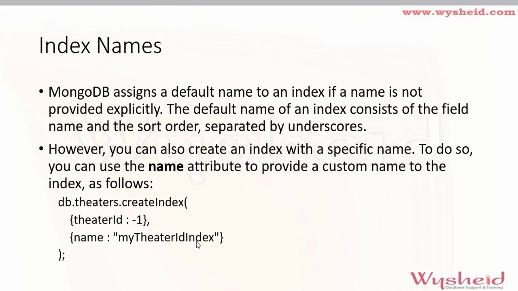Okay, so how do we assign a name for the index? We can assign a name for the index while creating the index. While creating the index, we'll use the createIndex method. For that, the first argument will be the document which contains the list of the fields as a part of this index and their sorting order. And as a second argument, we can pass a document which contains the name of the index. We'll specify it as name: the name of the index.